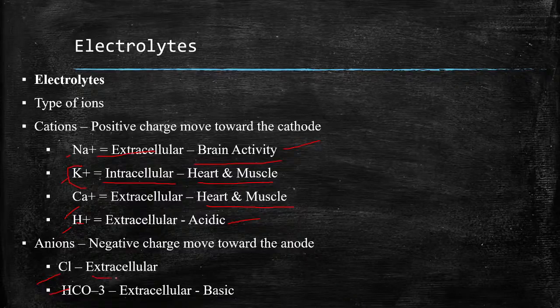Anions, that is extracellular, these are chloride. So this is an extracellular anion, and bicarbonate is also an extracellular anion. So these are measured in case of acidosis and alkalosis.